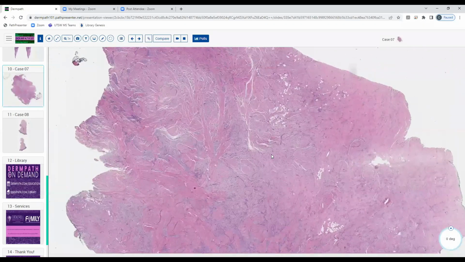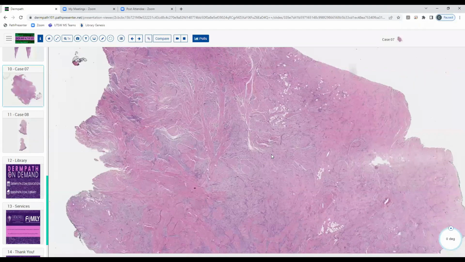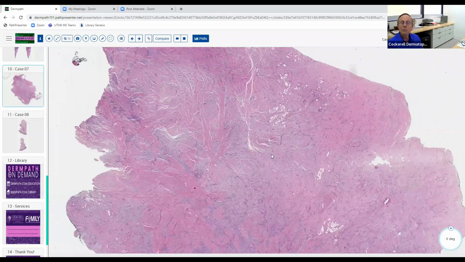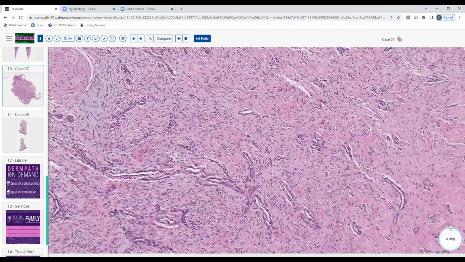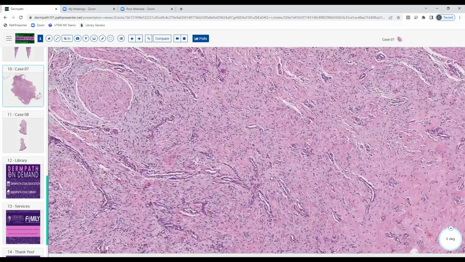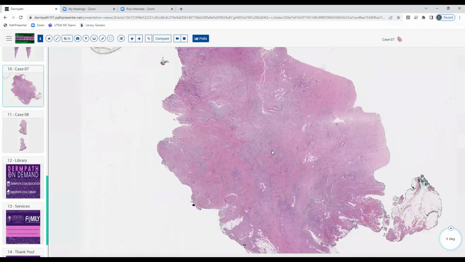Not a ton. You think neoplasm or inflammatory process? So I thought neoplasm. Good. And you said spindle cell. That's good too. Did you think it was benign or malignant? I thought it was benign. And why? I didn't see a lot of mitoses or a lot of atypia.